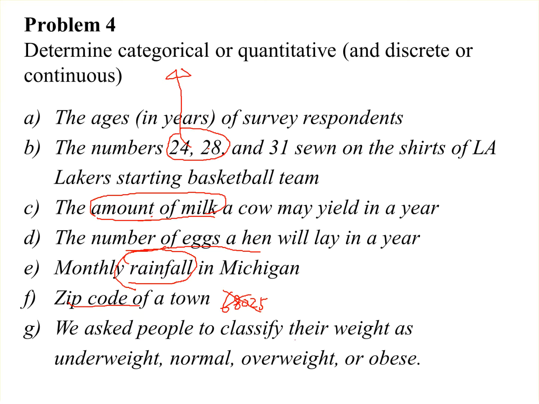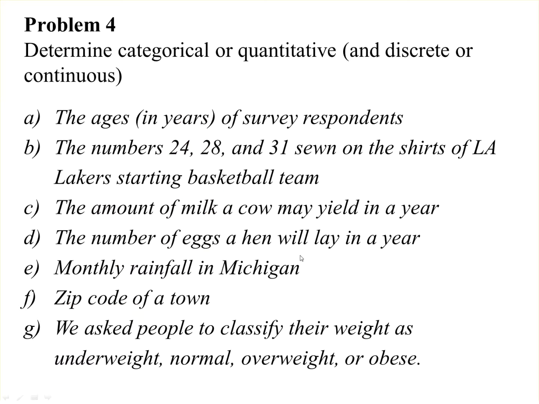The last one, the weight. If you categorize into underweight, normal, overweight, obese, from the categories we already see the names. There's no number, so we know this is categorical. Hopefully, this short video helps you understand how we categorize data into two broad types.